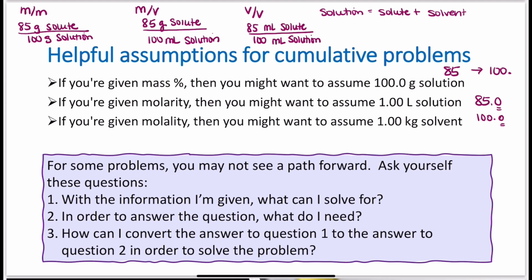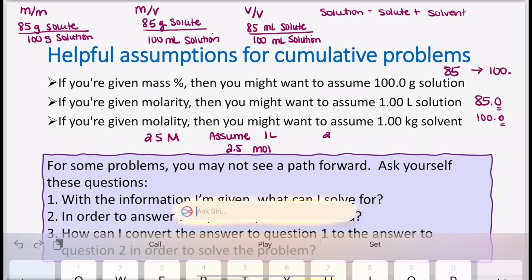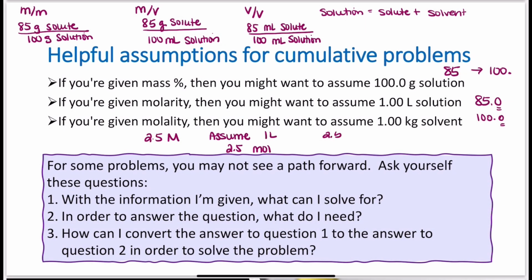If you're given molarity, assume you're given 1 liter of solution. So let's say I told you that you have something that's 2.5 molar. Well, if you assume 1 liter, then you have 2.5 moles. And if you're given molality, assume 1 kilogram. If I told you 2.5 molal, and you assumed 1 kilogram, now you have 2.5 moles as well. But again, that is solution versus solvent. You've got to keep those straight, okay?